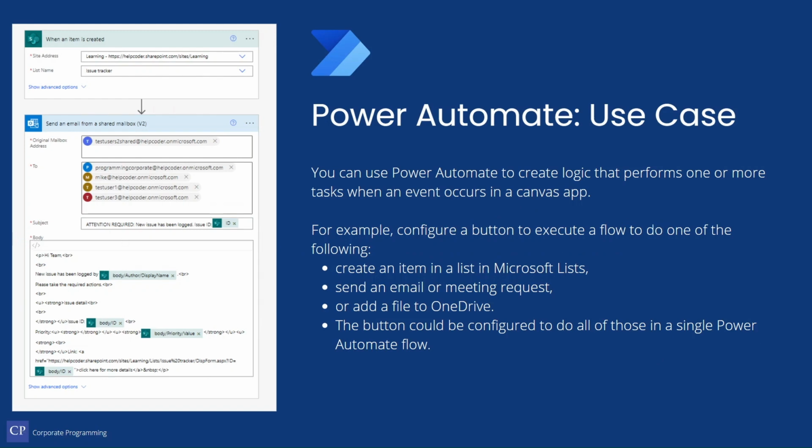Use case for Power Automate. You can use Power Automate to create logic that performs one or more tasks when an event occurs. For example, an item in a list in Microsoft List, send an email or meeting request, add a file to OneDrive or SharePoint document library. Power Apps and Power Automate together is very powerful, and you can create very powerful solutions using both the technologies.